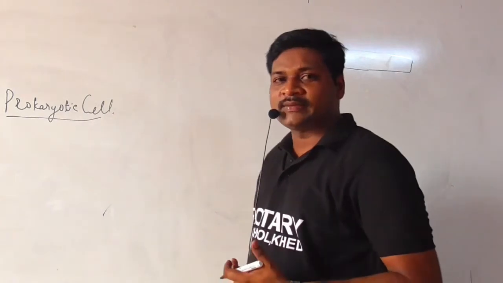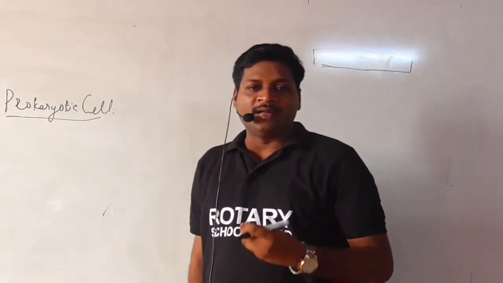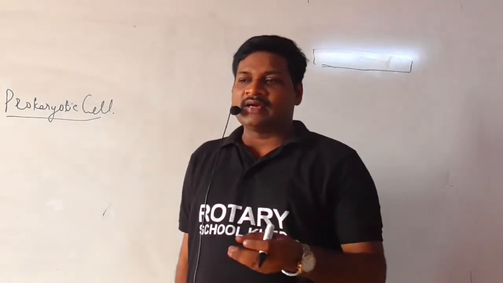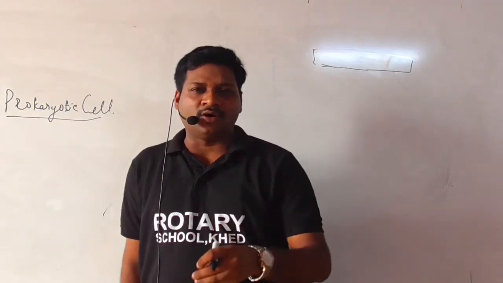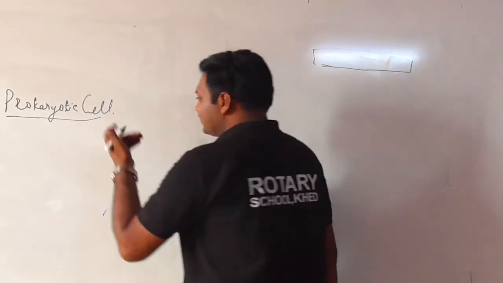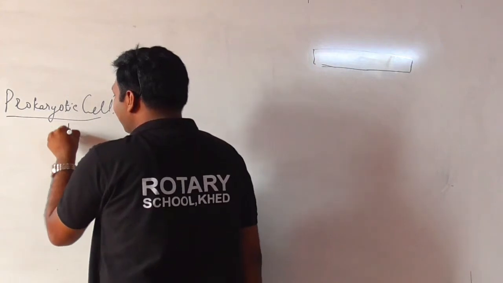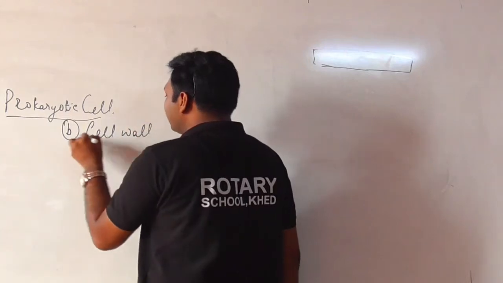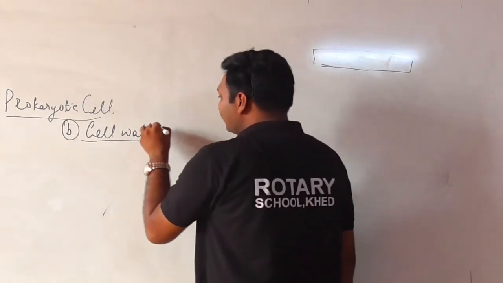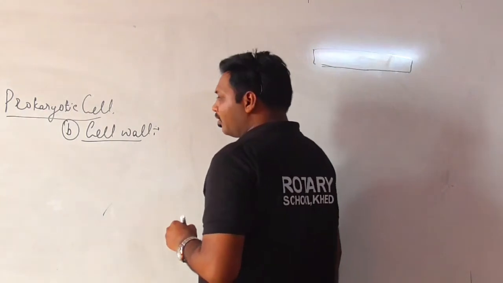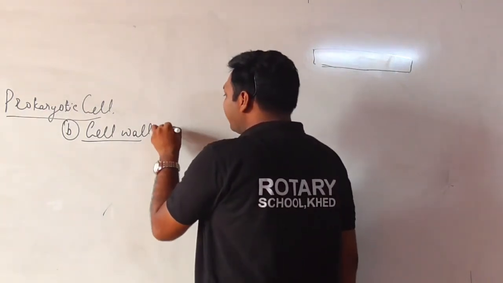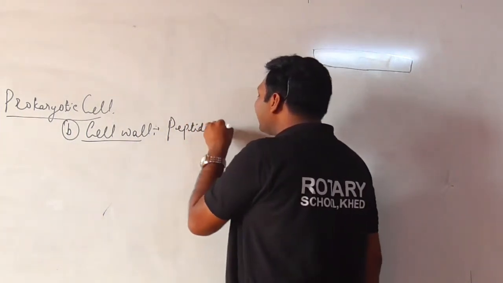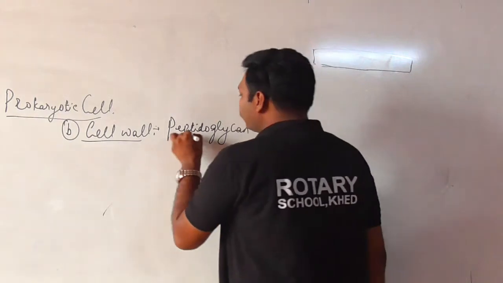Now here we are going to discuss some of the characteristic features. In the previous class we discussed the capsule and the cell wall, right? Now again we are going to discuss the cell wall composition. The cell wall is composed of peptidoglycan. So what is peptidoglycan?